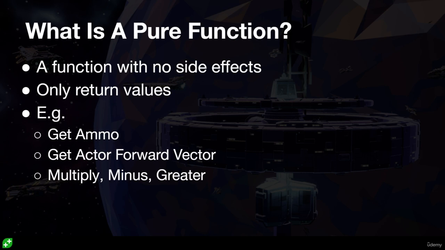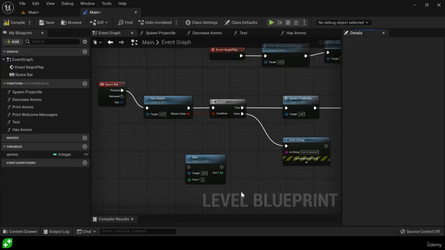So these are called pure functions, and you can probably see that these are exactly the nodes that didn't have any execution pins because they don't need them. It doesn't matter when I run getAmmo or whether I run it 50 times or one time. It's not going to matter because it's got no observable side effects. So how can we indicate to Blueprint that a function is pure?